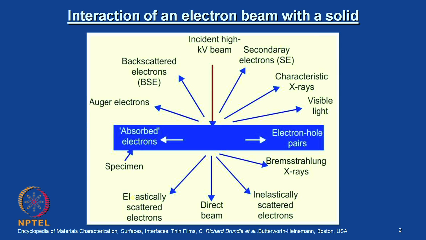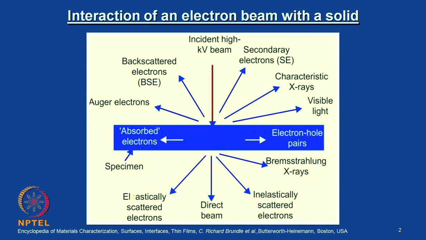So, look at this schematic. What is shown in this slide is you have a specimen, and then this is an incident high energy electron beam which is falling on the sample, and then you get to see quite a bit of signals which are coming out of this sample in all the directions. So, I would like you to carefully look at each one of them.